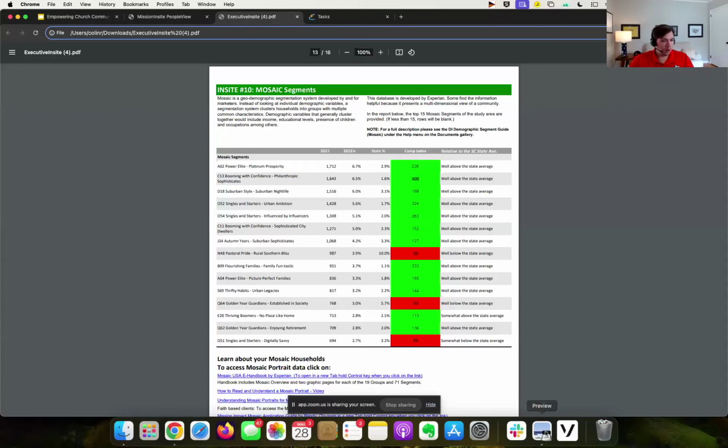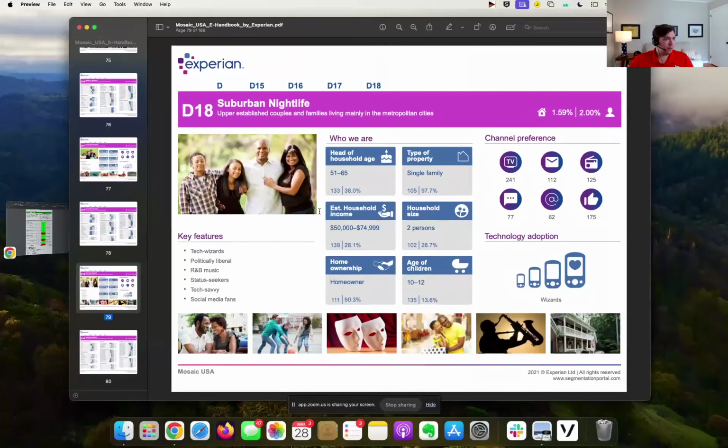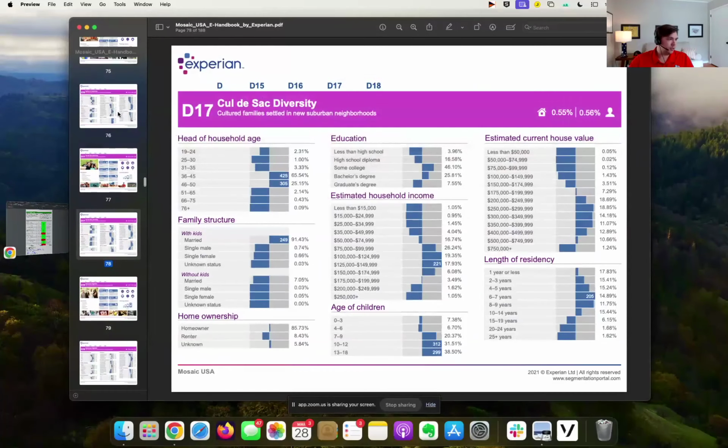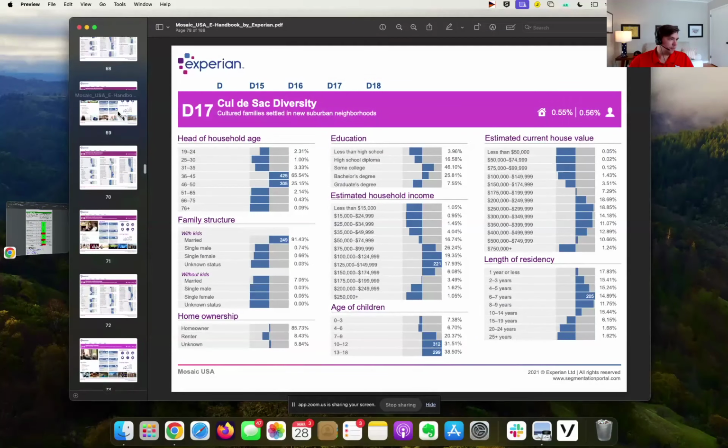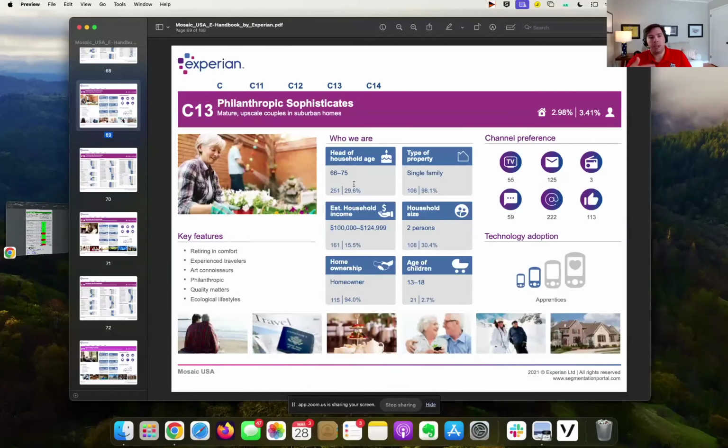So let's hop over. I actually have the Mosaic handbook up, and let's go to C13. Let's take a peek at it. How would we promote Vacation Bible School to these people? Because they're one of the most populous groups in our area.